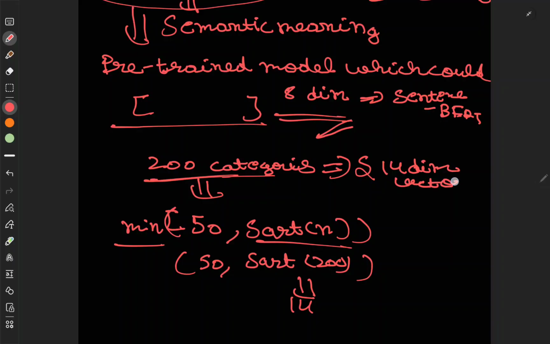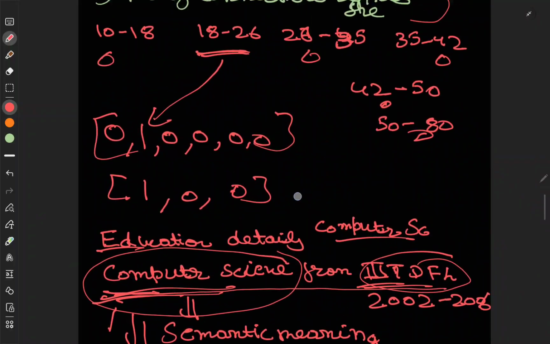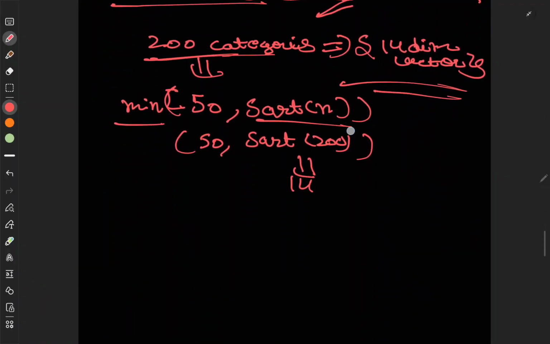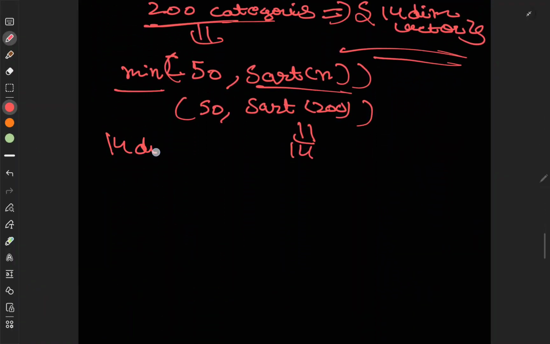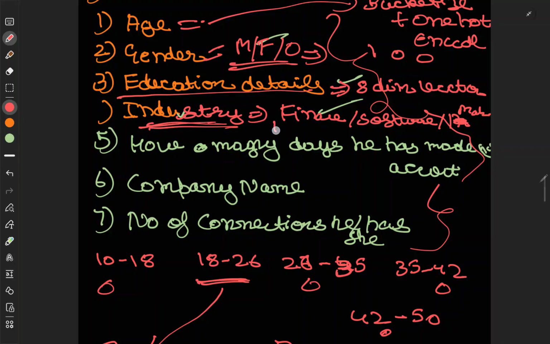But do you need to actually train these embeddings? The answer would be no. Again, if you can pass the education to a pre-trained model which understands the semantic meaning, in the same way we can pass this industry as well, which gives me a 14-dim vector which understands the semantic meaning. So this particular feature could be represented using a 14-dim vector.